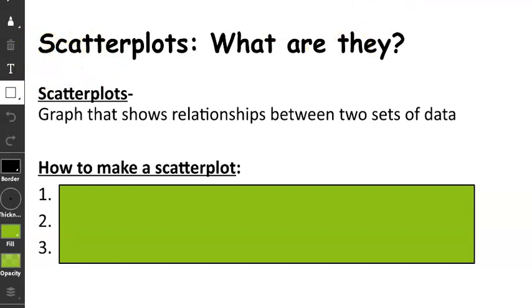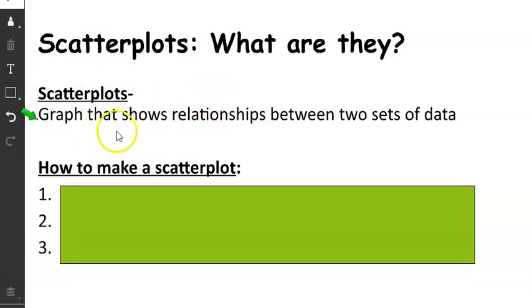So scatter plots, what are they? They are graphs that show relationships between two sets of data. And we'll talk about those in just a second. So just briefly, how to make a scatter plot.